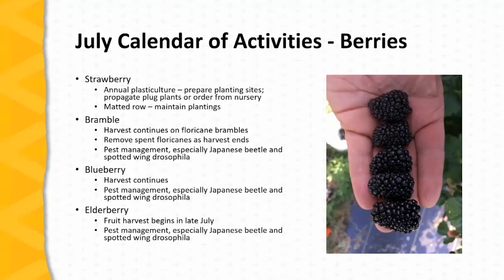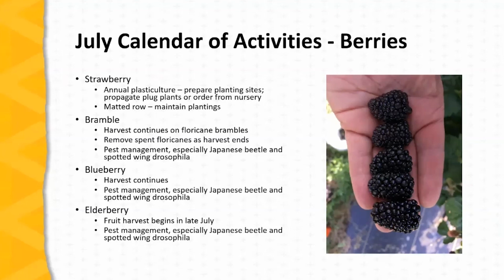Bramble harvest continues on floricane brambles, and at the end of July, we see the first harvest on primocane brambles. As floricane harvest ends, it's a good practice to remove these spent floricanes. And pest management at this time, particularly Japanese beetle and spotted wing Drosophila on fruiting brambles, is very important.